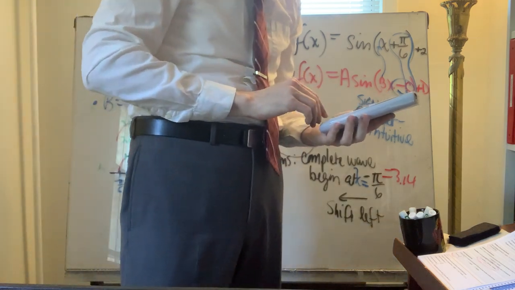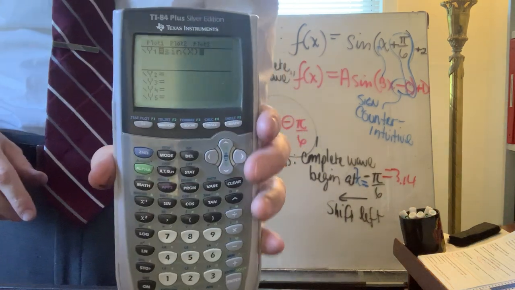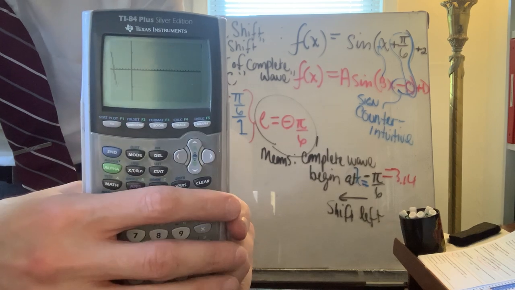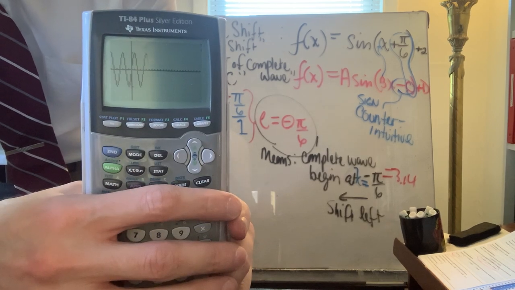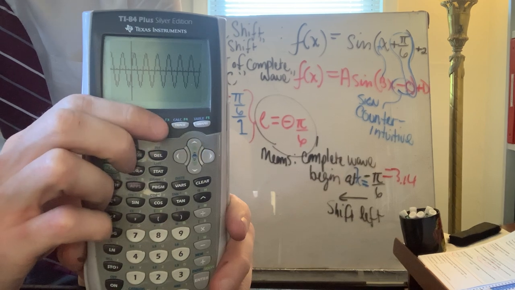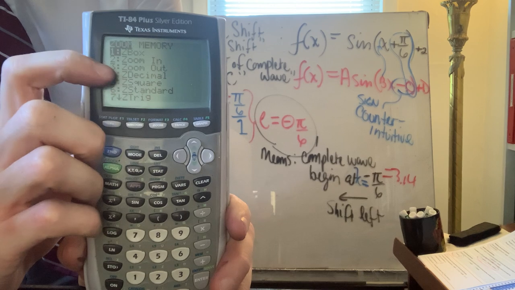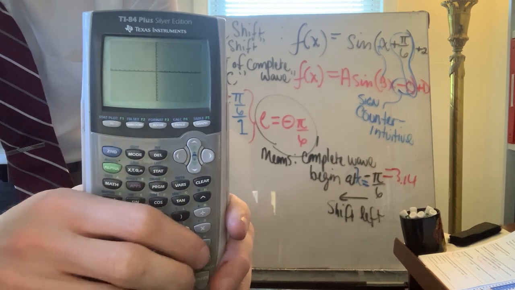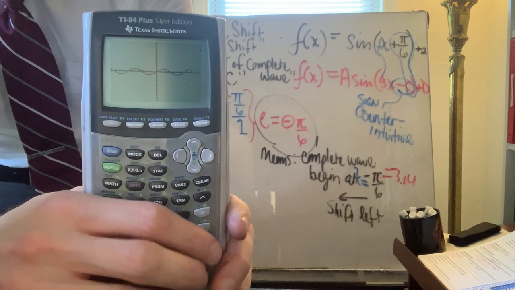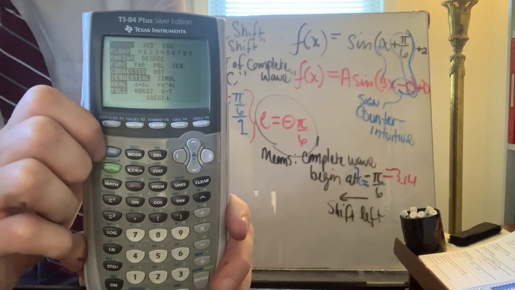Here's standard sine of x. Right, so you get a better picture. This image is a little distorted. I'm going to play with the zoom just a bit. I'm going to go to standard initially, but that looks a little squat, right? Incidentally, the mode is in radians right now.